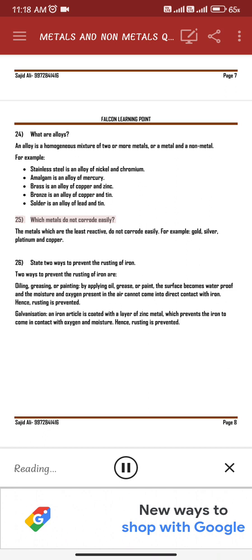25. Which metals do not corrode easily? The metals which are the least reactive do not corrode easily. For example, gold, silver, platinum and copper.